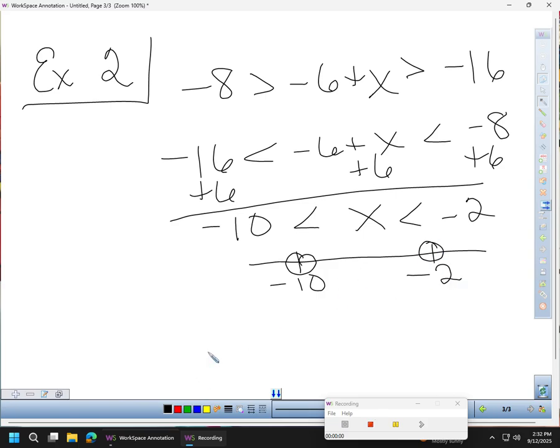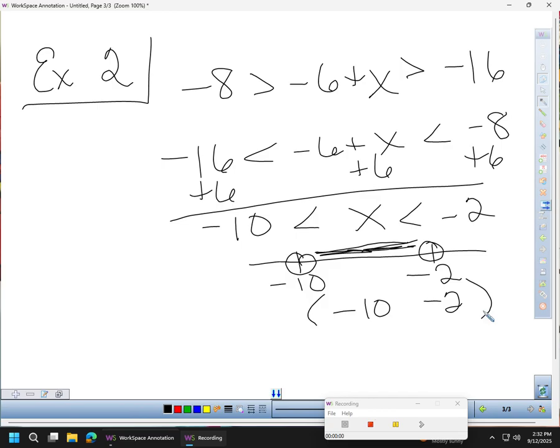Where are my x's? Yes, it's in between here, right? X is greater than -10, and x is smaller than -2. Interval notation looks just like that. I have a parenthesis for my open dot, -10 to -2 with a parenthesis. Yep, all three of that is the answer. You are correct. All right, so do we have any question on and?